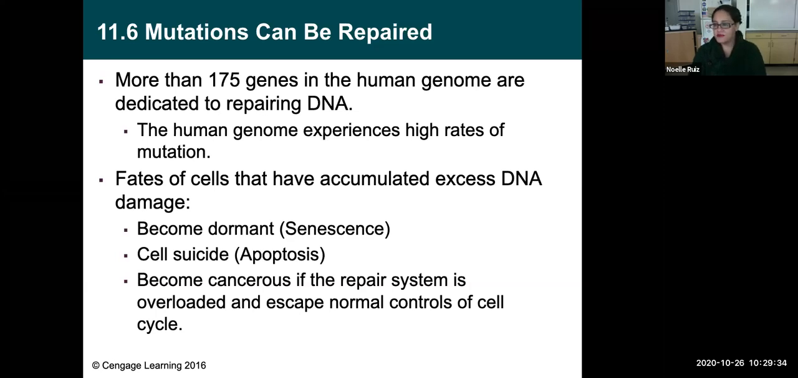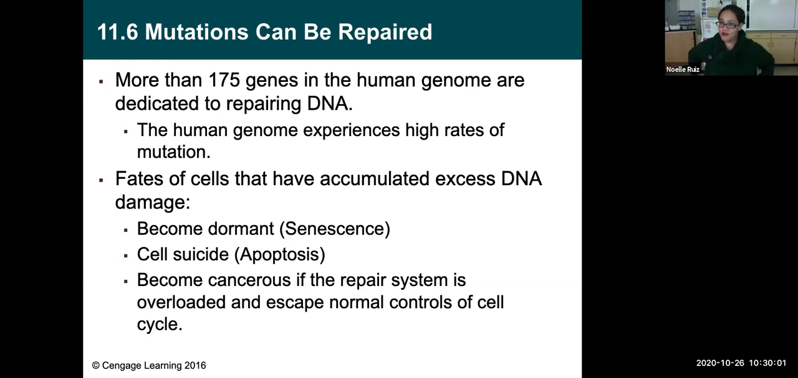However, sometimes that system gets overloaded and things like chromosomes becoming dormant, so they don't replicate anymore. It's called senescence. Apoptosis is cell suicide. Our cells will automatically commit suicide if something is wrong with them and just destroy themselves so it doesn't spread.